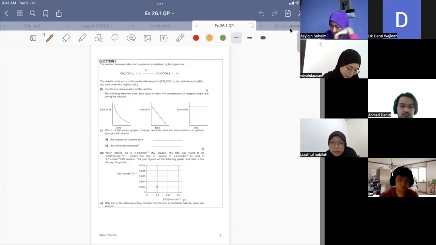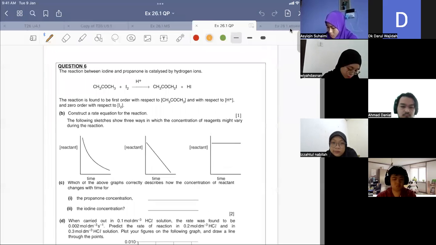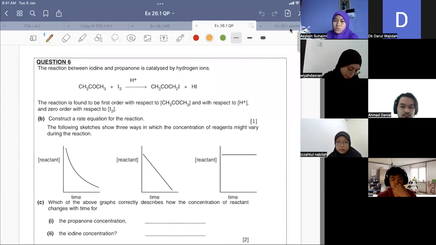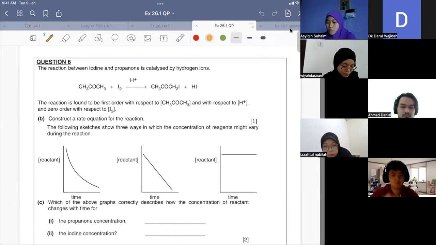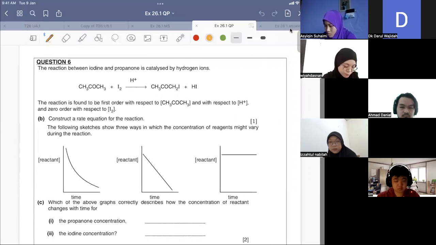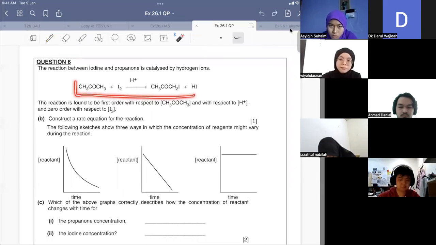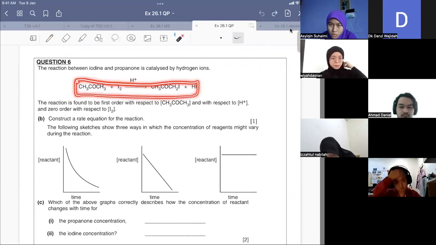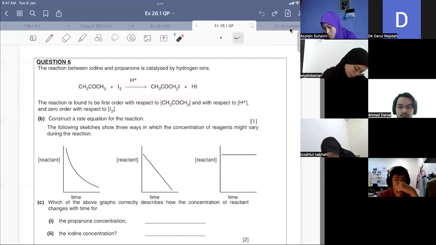Okay, Bismillahirrahmanirrahim. So we are going to look at question number 6, where it says that this is a reaction between the propanone and iodine and catalyzed by the hydrogen ion. So you notice that the catalyst is not included in the chemical equation. It appears above the arrow, but you don't have to worry about balancing the catalyst, okay? So that's what it means by it doesn't appear in the reaction. But you know that catalyst can appear in the rate equation, okay?